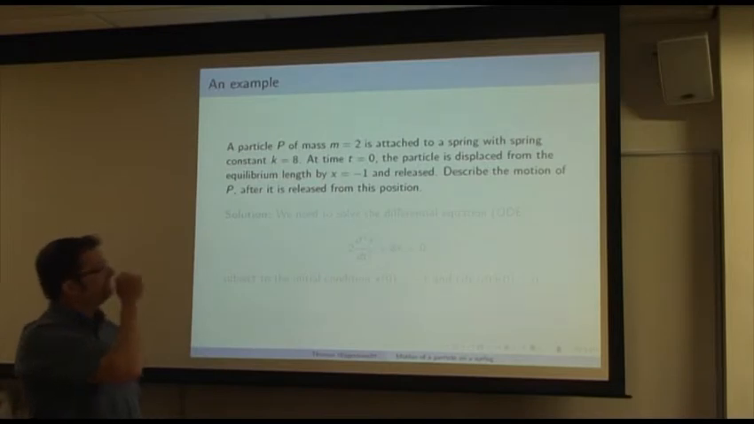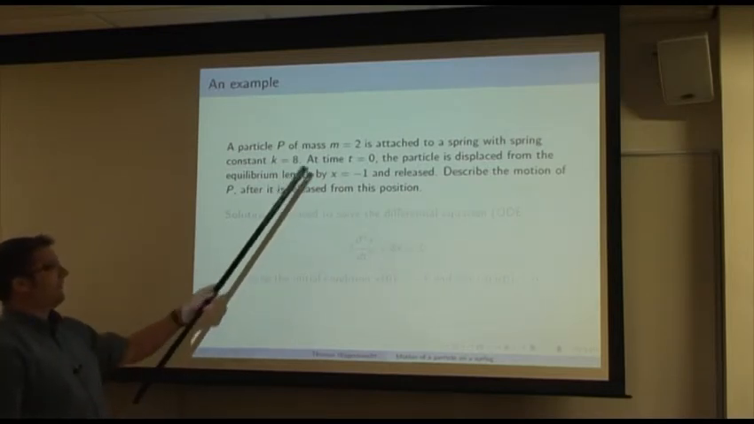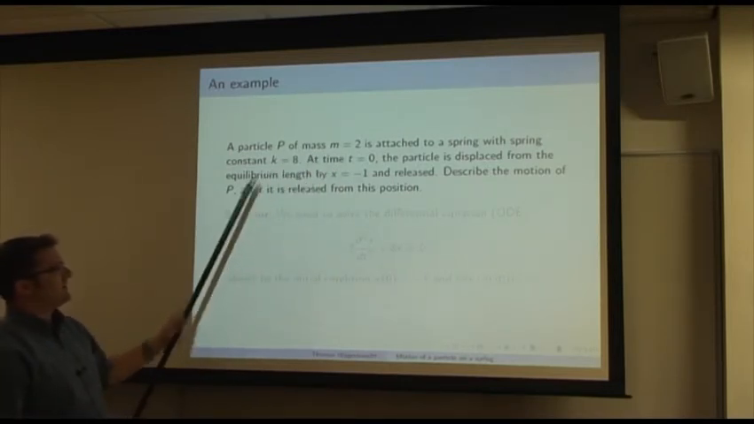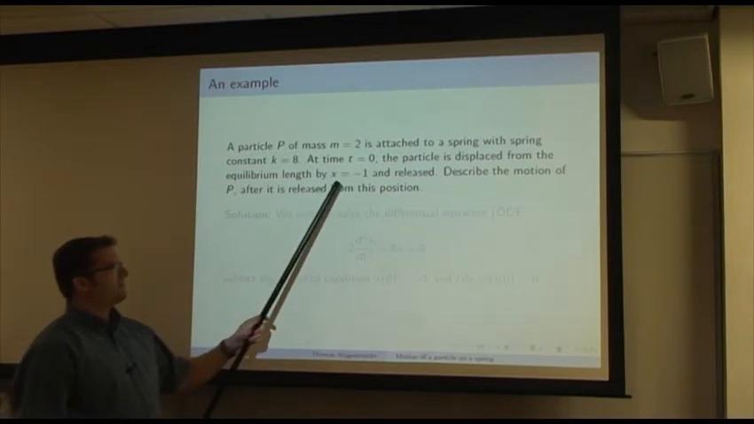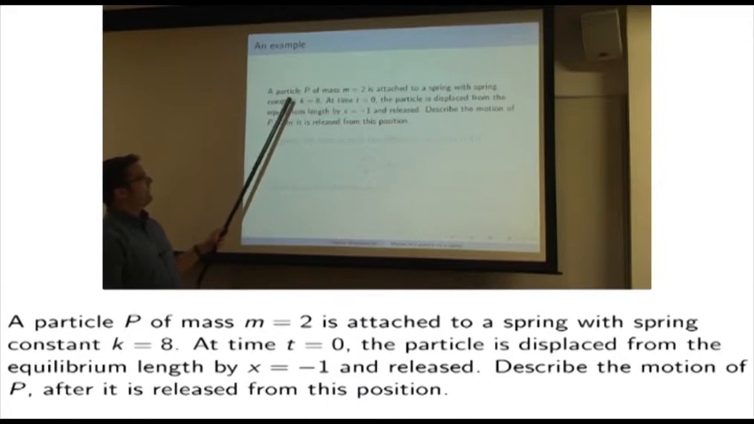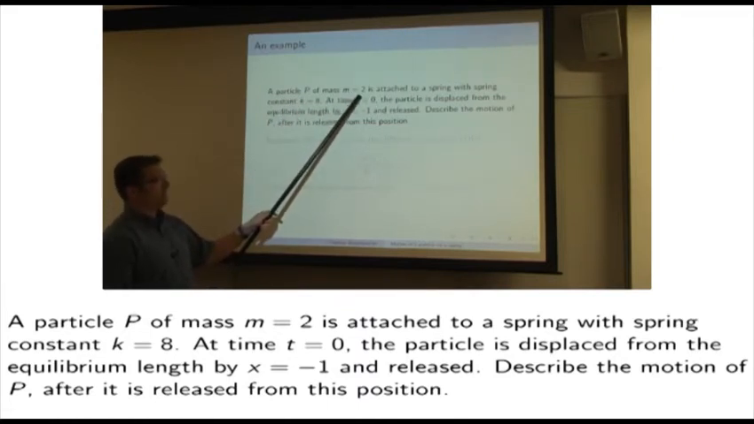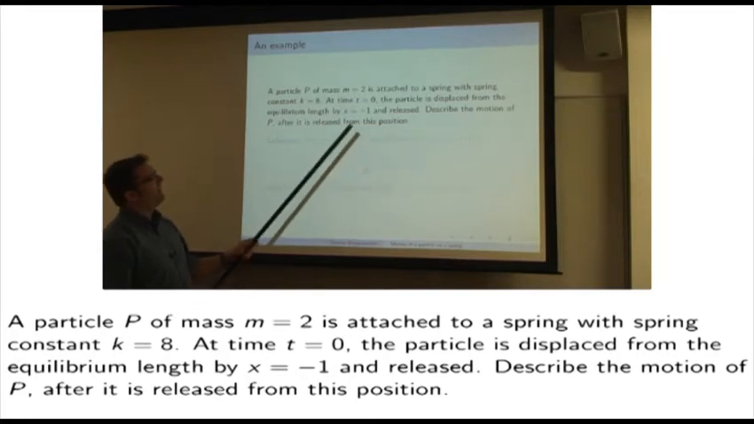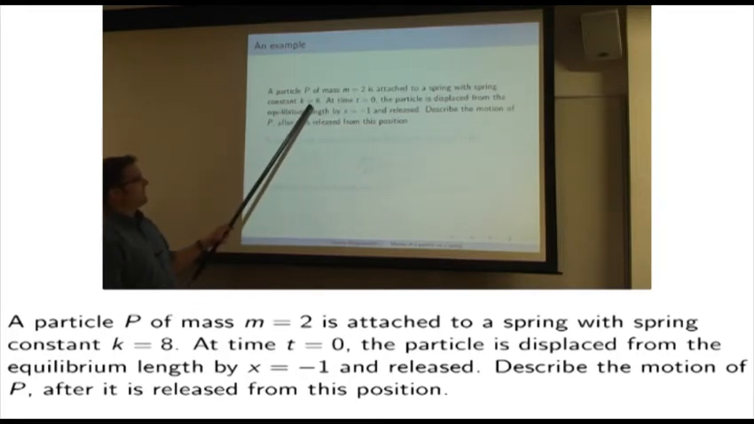And here's the example. All I did was give some numbers to the mass and to the spring constant, and then describe how I push my particle initially. So I assume for this example that the object has a mass of 2. I don't care about the units in this case. And I assume that the spring constant has a value of 8.